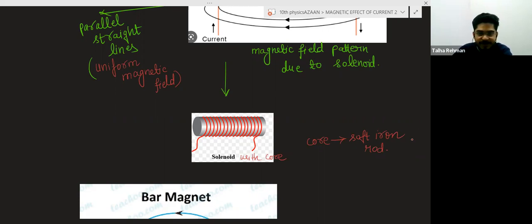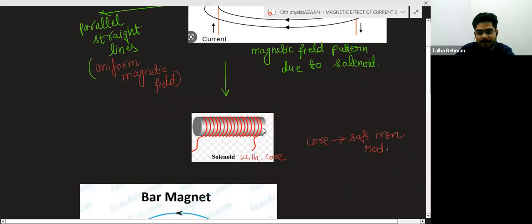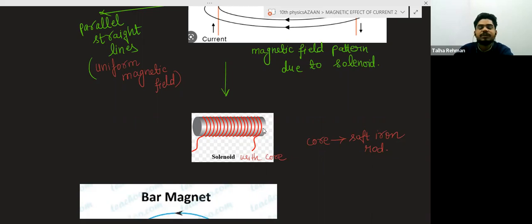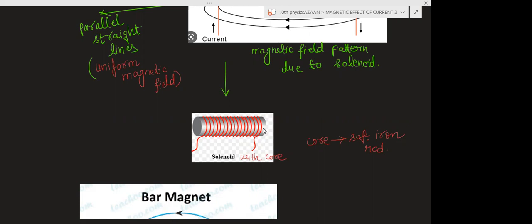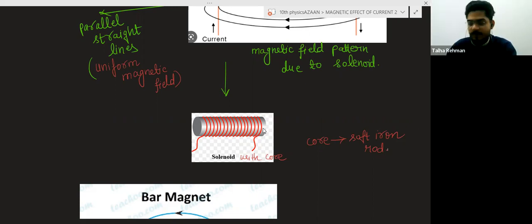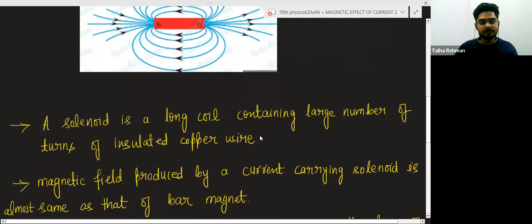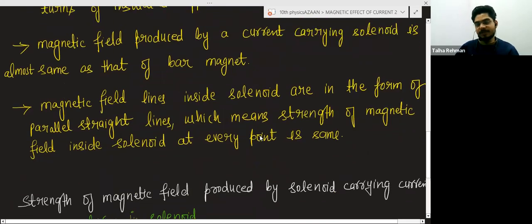So Azaan, do you have an idea why we are using the core of soft iron, and why we are not using a rod of steel or any other material? Sir, hmm. Okay, you can try. Okay, I am telling, no problem.